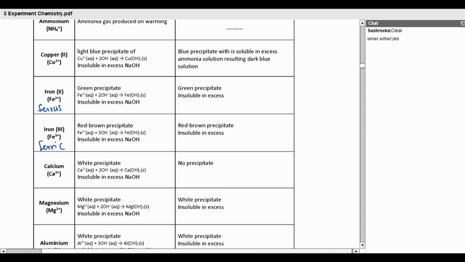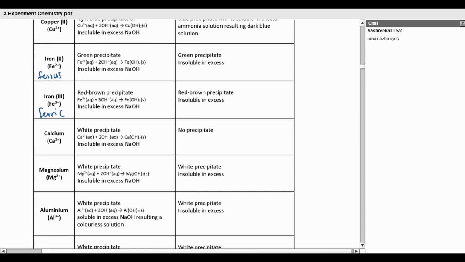The next is the ferric. You get a red brown or rust brown precipitate, which is insoluble in excess alkali. Insoluble in excess alkali, that is ferric. Ferric is Fe3+. Rust brown precipitate, insoluble in excess alkali.